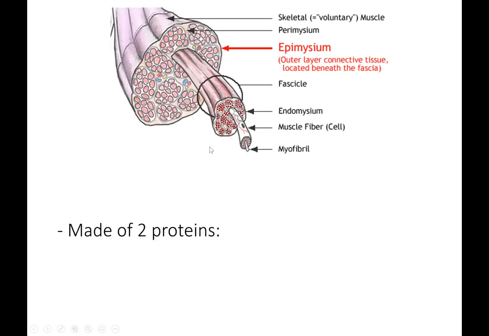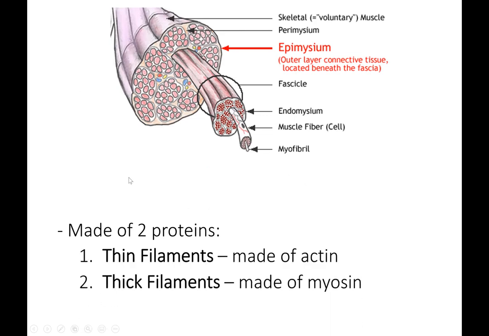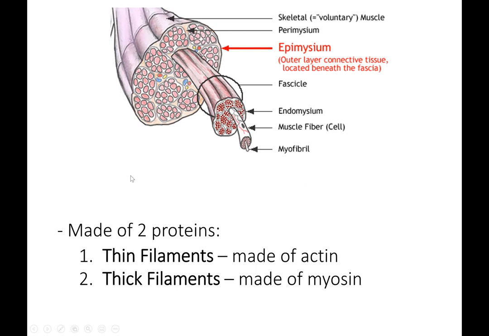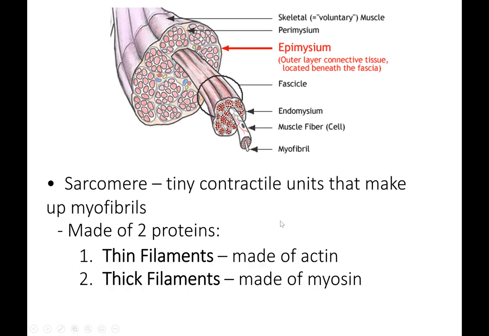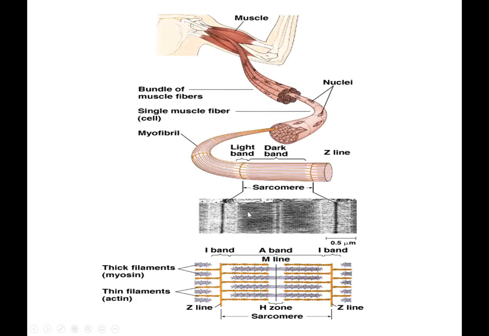And that myofibril is our two proteins. We have our thin filaments of actin and our thick filaments of myosin. I know this is repeating a little bit, but it's really important to understand that so we can move into the next unit, because the sarcomere is where the sliding filament and the contraction actually occurs. So we've got to understand the structure.